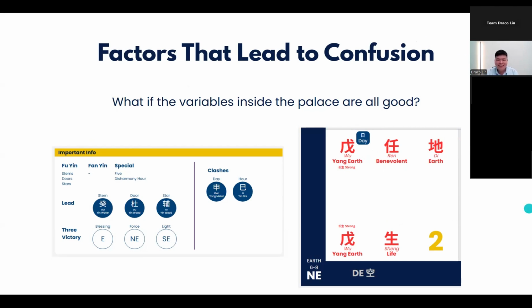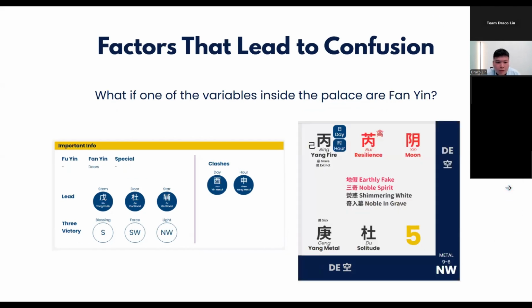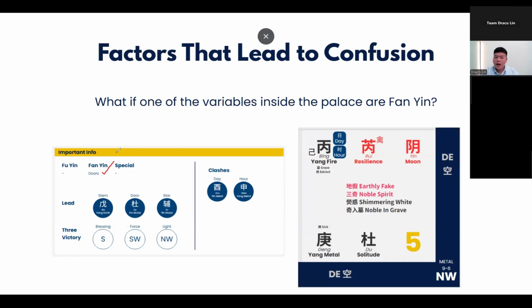Let's move on. All right, the next confusion. Okay, so we have another confusion here. One of the variables in the palace is Fu Yin, just one. In this case, what I see here is the doors that is Fu Yin, just like what Parish just now said. The forecast that he has is the doors that is Fu Yin. Very likewise, so it's synchronized.